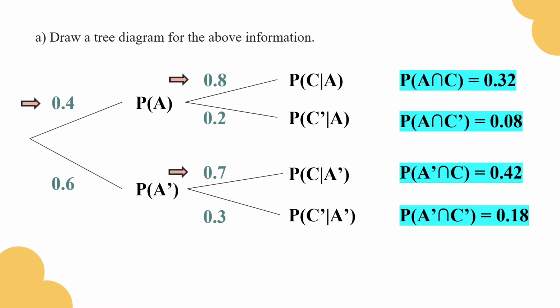To find the probability of A intersect C, we need to multiply the probability of A with the probability of C given A, which is 0.4 times 0.8, and we get 0.32. It is the same for the others too.